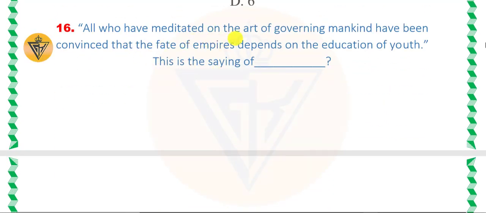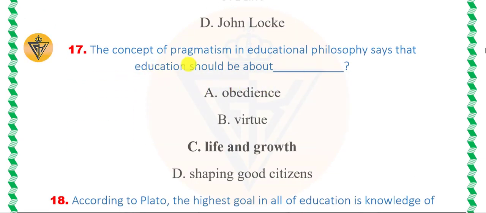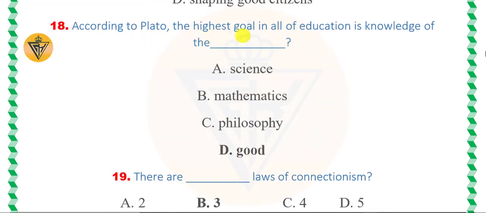All who have meditated on the art of governing mankind have been convinced that the fate of empires depends on the education of youth. This is the saying of option A, Aristotle. The concept of pragmatism in educational philosophy says that education should be about option C, life and growth. According to Plato, the highest goal in all of education is knowledge of the option D, good.